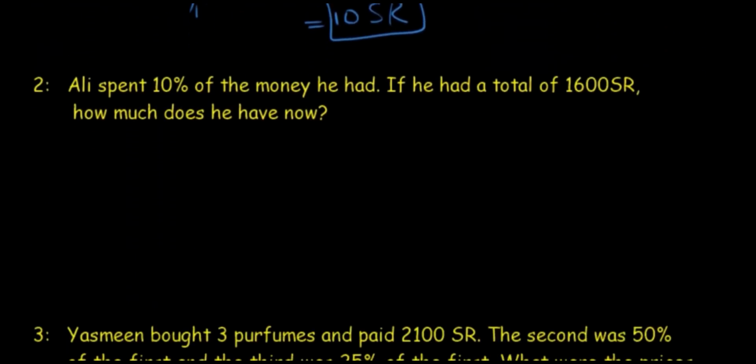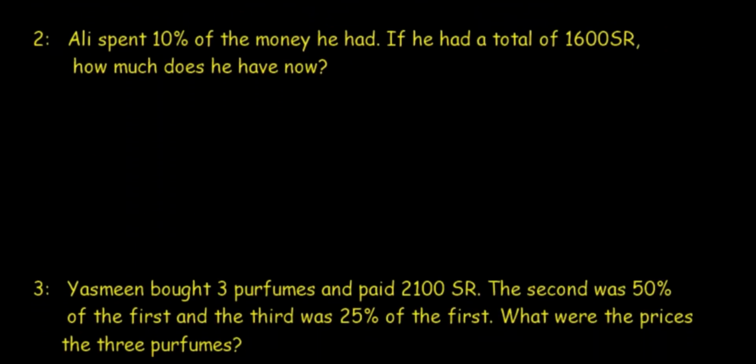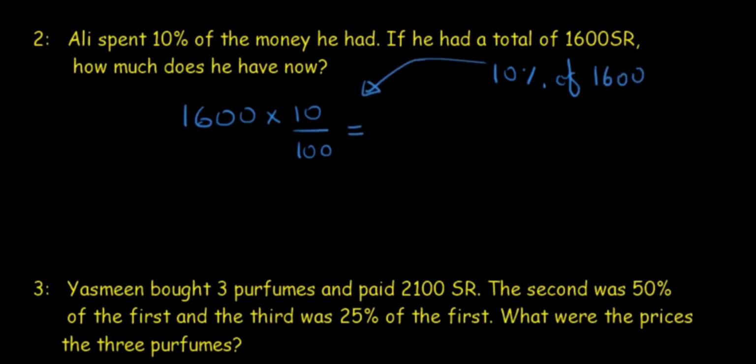Next question. And he spent 10% of the money he had. If he had a total of 1,600, so he has 1,600 Saudi riyals, and he spends 10% of it. So 10%, well, does it make sense if I say 10% of 1,600? Exactly the same thing, I just converted it into an equation. What's cancelling out? Those 2 zeros go off with these 2 zeros, and 160 is what's left.